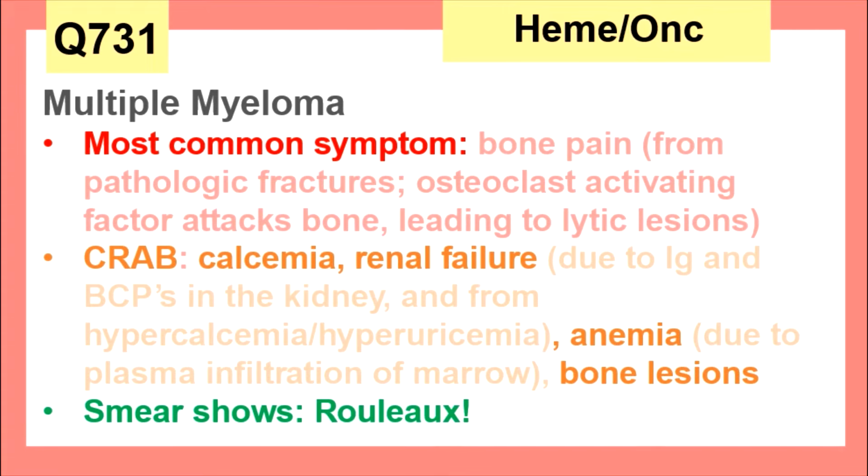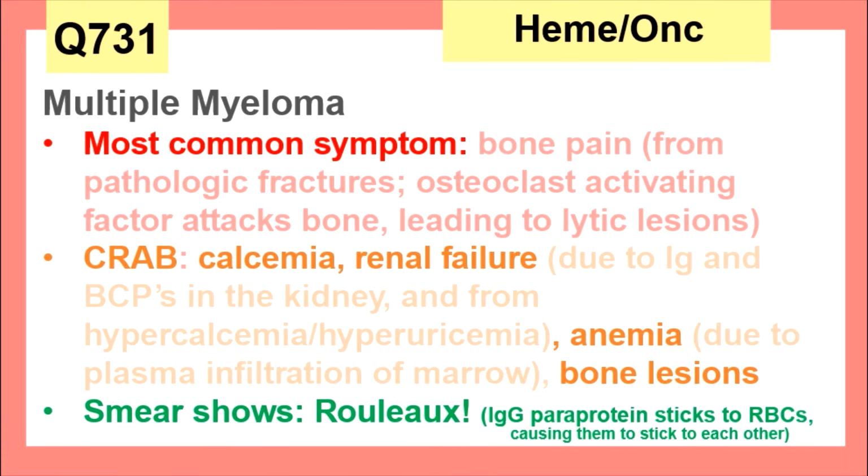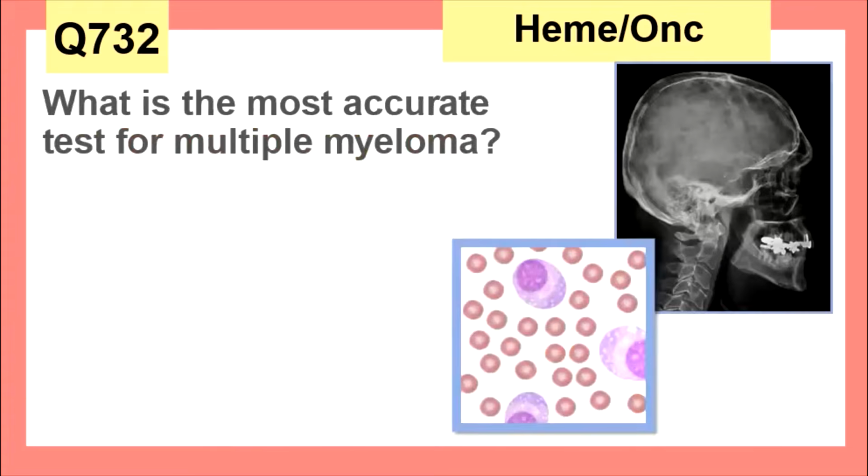And the smear shows the rouleau formation, where we see the IgG paraprotein stick to red blood cells, causing them to stick to each other, and they look like poker chips.